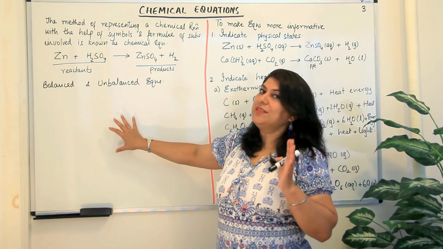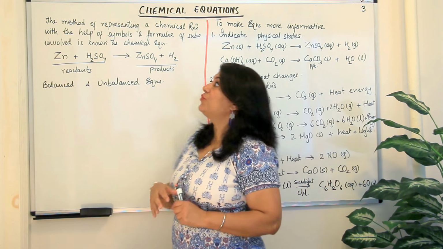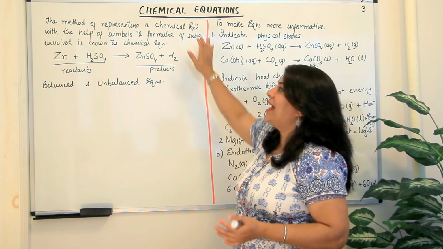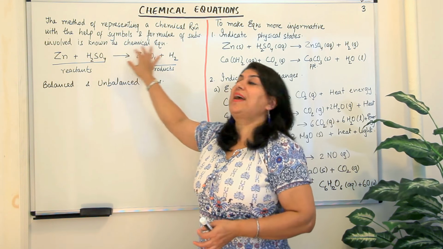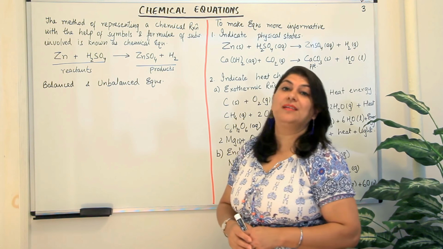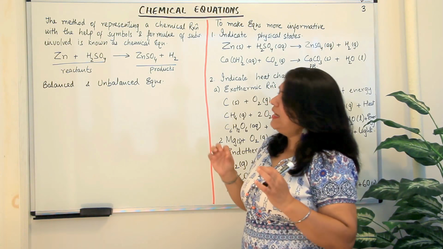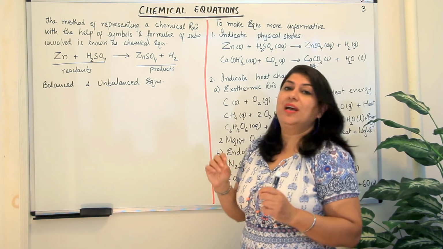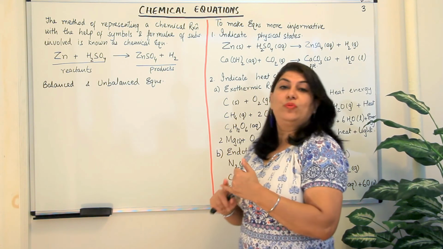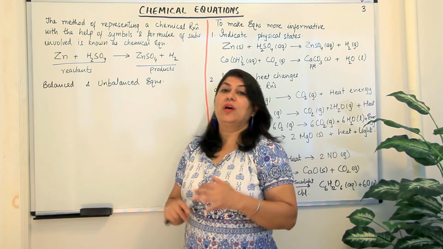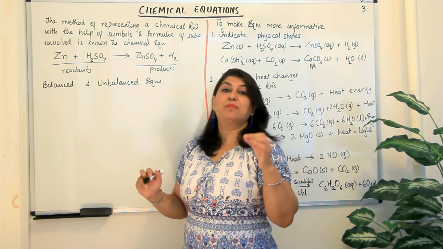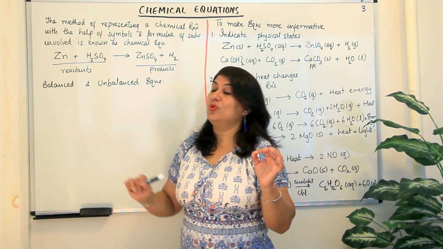So the official definition of a chemical equation is that the method of representing a chemical reaction with the help of symbols and formulae of the substances involved is known as a chemical equation. In order to understand this definition, we must know what symbols and formulae are. In your chemistry book, you will have seen that different elements have different symbols, and I'm sure you've studied this in your class 9 also.